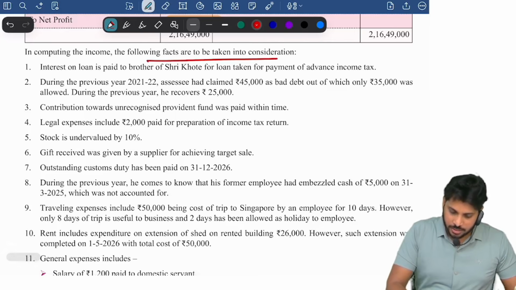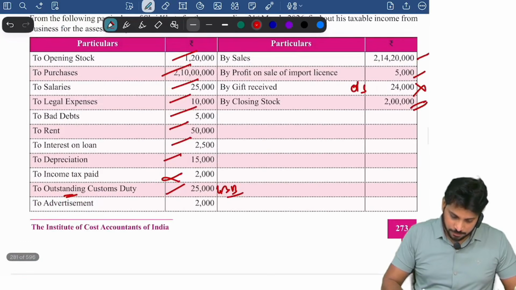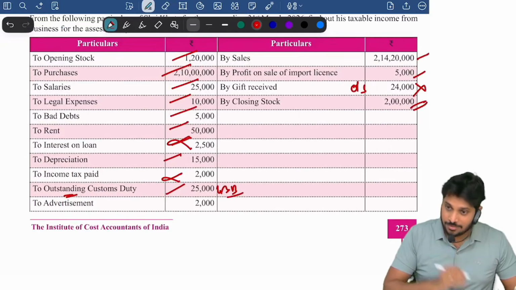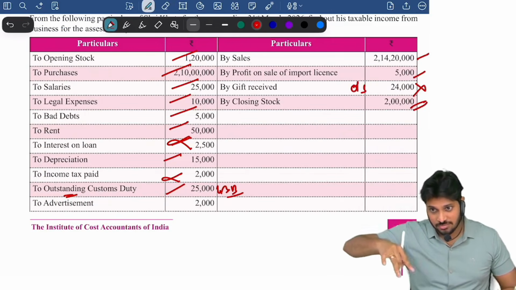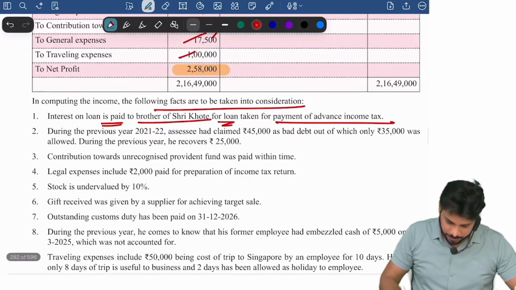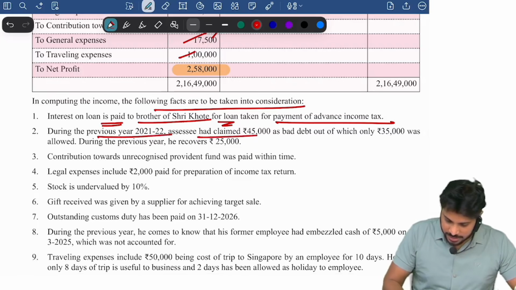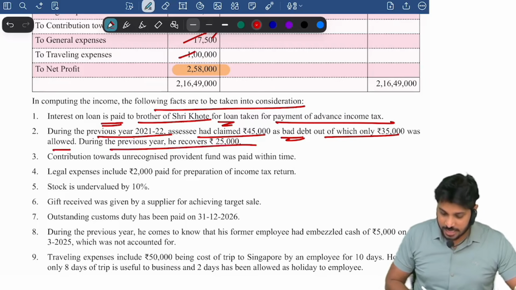In computing, the following facts have to be taken. Interest on loan is paid to brother for a loan taken for payment of advance income tax. This is allowed. Sorry, disallowed. Income tax related loan, any income tax related expenditure is disallowed. Yes or no? Next. During the year 21-22, SSC had claimed 45,000 as bad debt, out of which 35,000 was allowed. During the year, he recovers 25,000.